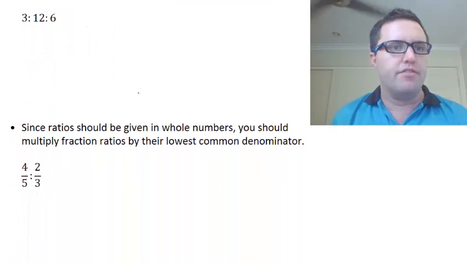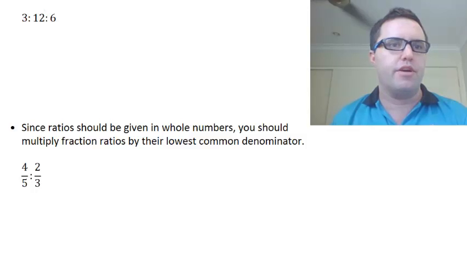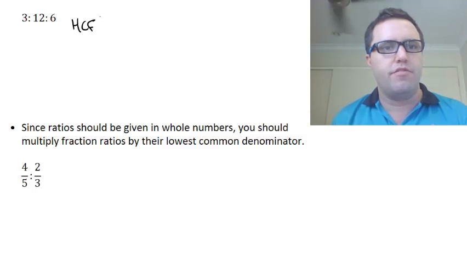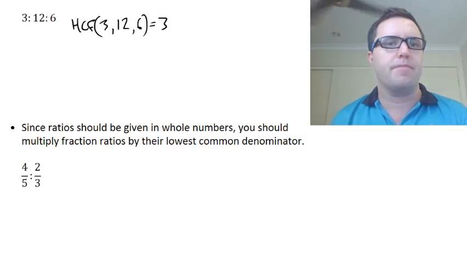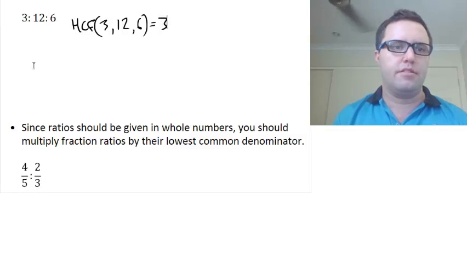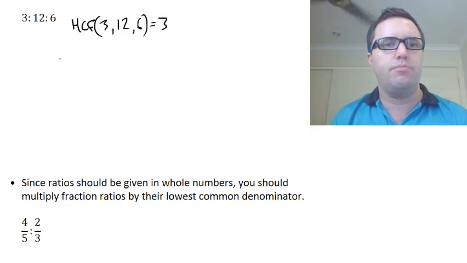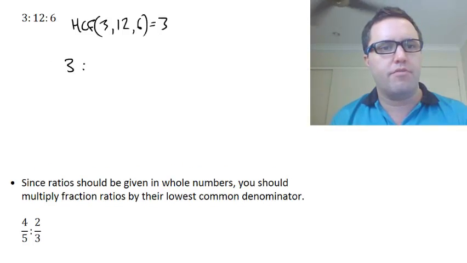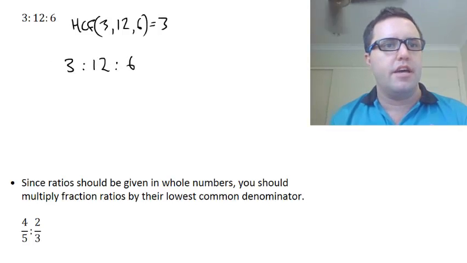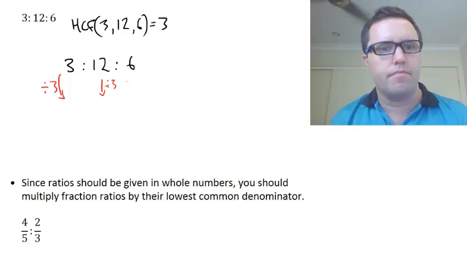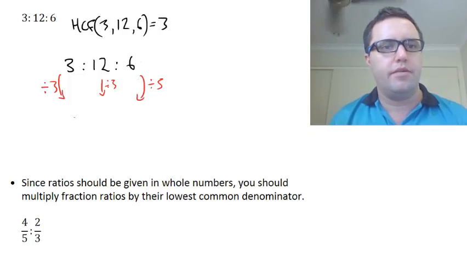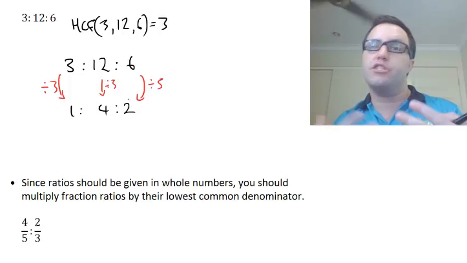Alright, so same if there are 3 of them. So with the 3 here, 3, 12, and 6, our highest common factor of 3, 12, and 6 is 3. Okay, so again, having a good handle on factors and that kind of stuff is really going to help with this sort of stuff. Okay, so that means 3 is to 12 is to 6. Everything's going to get divided by 3. And we're going to end up with 1 is to 4 is to 2. Okay, and again, that is exactly the same ratio as the one we had before.